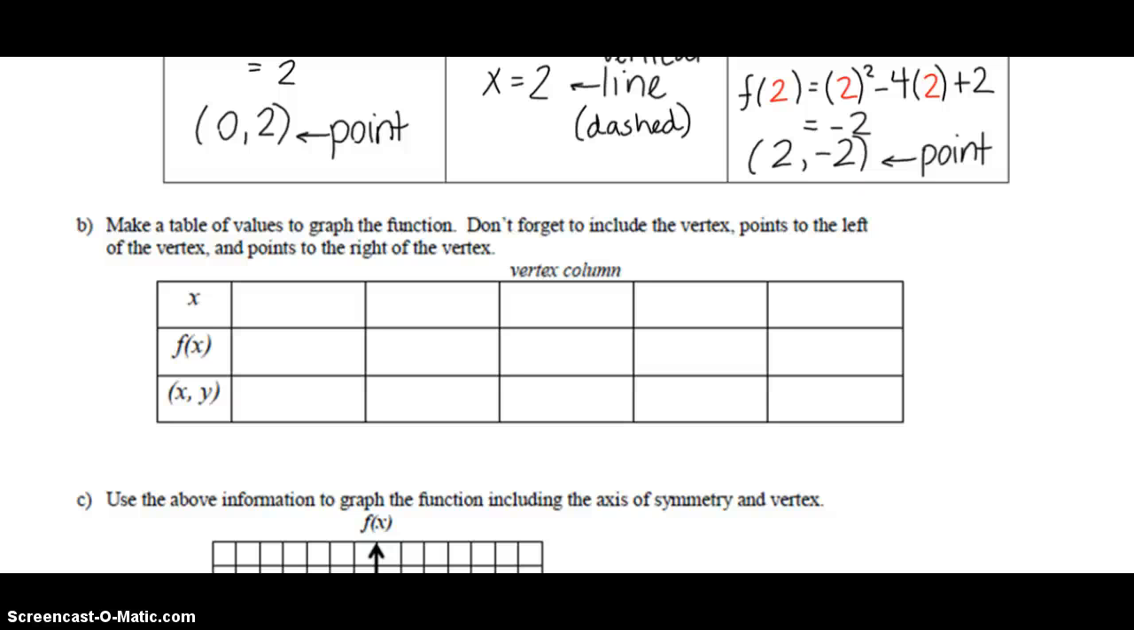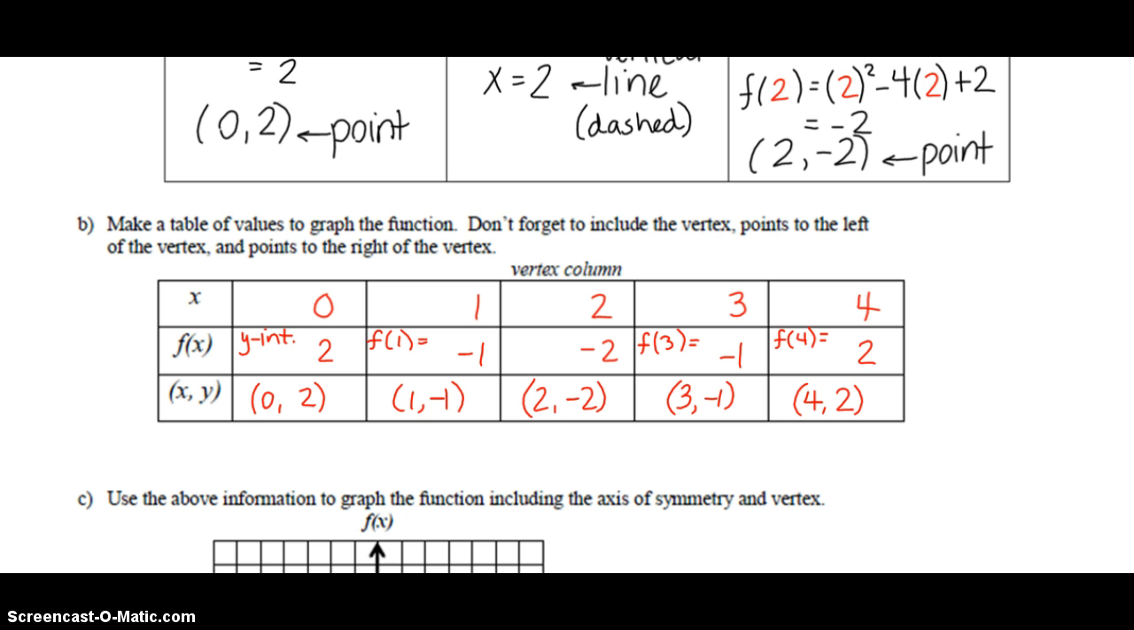So pause the video now. Using the vertex, pick 2 points to the left, 2 points to the right. Plug in the x's that you choose to get the f of x, and then write down the coordinates in the third line of this table. Once you get those, you want to graph in part C, you want to graph the function, including the axis of symmetry and the vertex, and label everything. Pause the video now and give it a try. We'll check answers in a second.